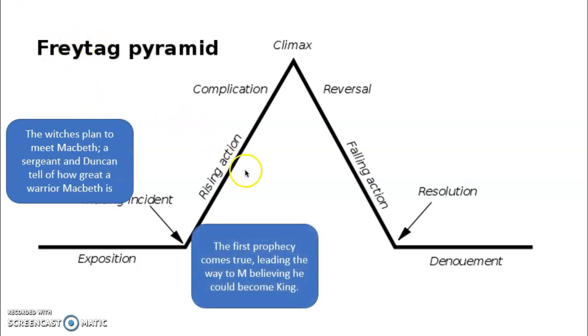So the next part is the inciting incident, and in my opinion the inciting incident is the first prophecy coming true. The witches say that you're going to become Thane of Cawdor, and as soon as that happens, the messenger comes and says, Macbeth, you are going to become Thane of Cawdor. And that leads the way to Macbeth believing that he could become king. So the inciting incident is this first prophecy coming true, and Macbeth believing that he could eventually become king.